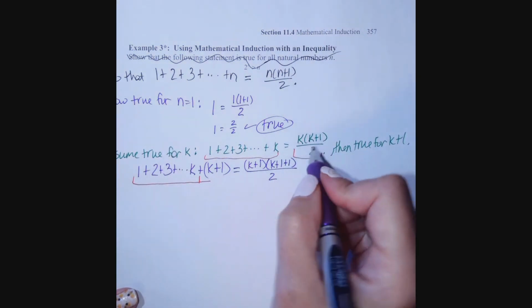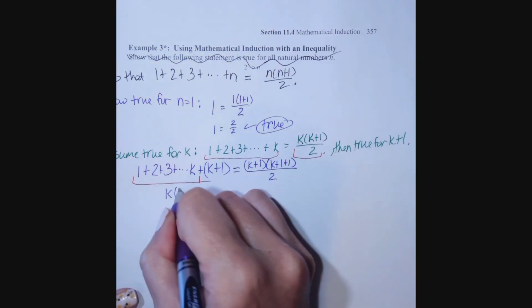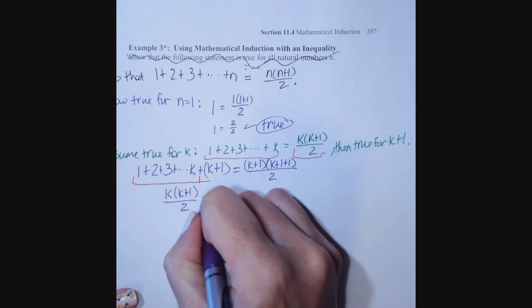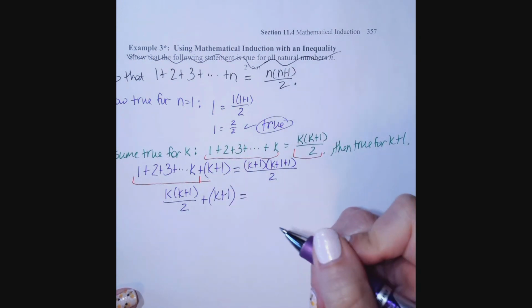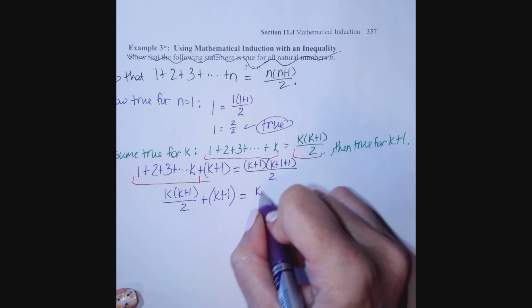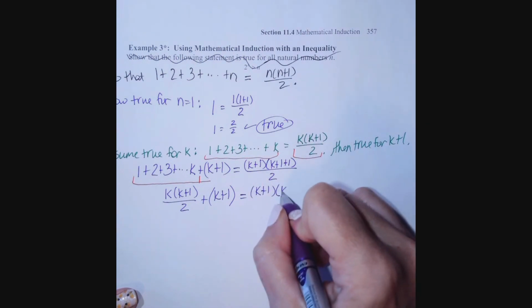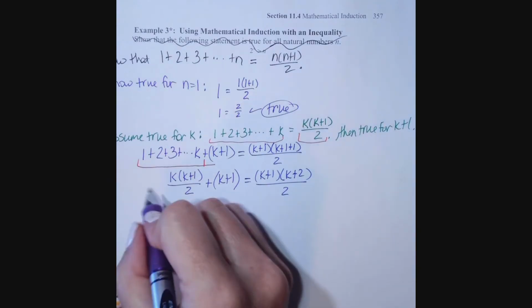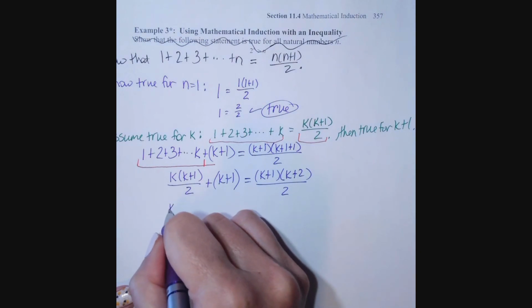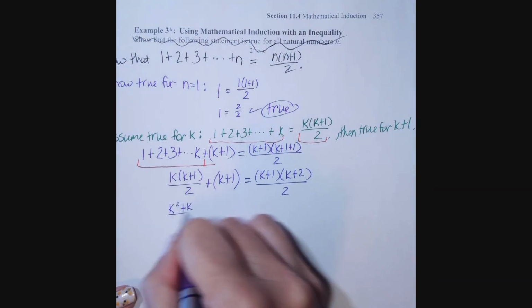So now I do that substitution, and I have k times k plus 1 over 2, that's this previous, plus k plus 1, equal to, and let's clean this up just a little bit, k plus 1 times k plus 2 over 2. On the left, let's create a common denominator. So in our numerator here, we'll multiply so that we have k squared plus k over 2.